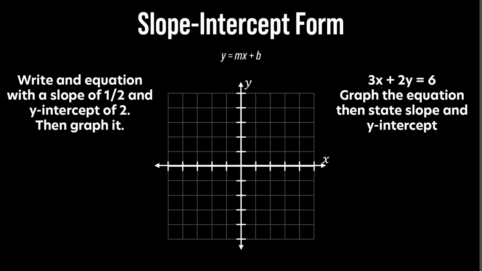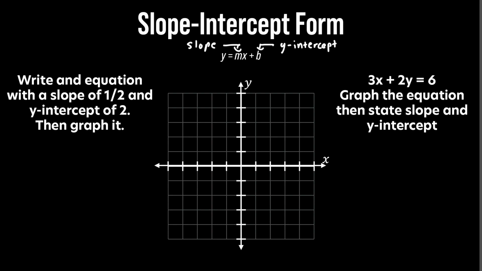Today we're going to learn about slope-intercept form. The equation is y is equal to mx plus b. In the previous video we learned that m is equal to the slope. And now we have b, which is the y-intercept. And then x is the value that you plug into the equation. You plug in x to get y.